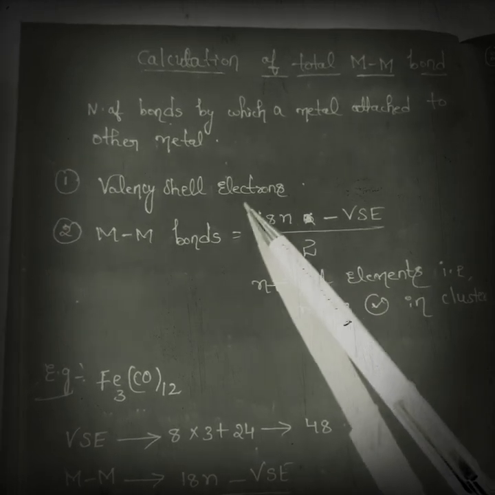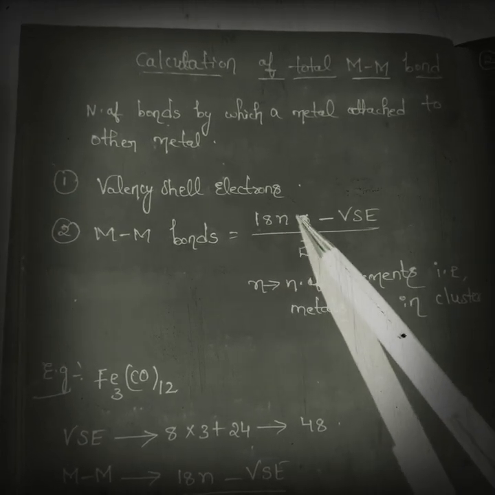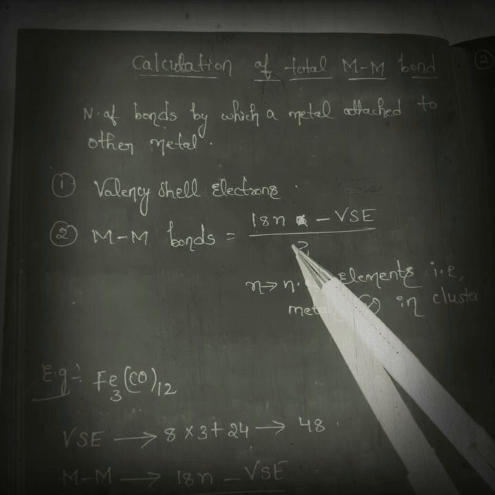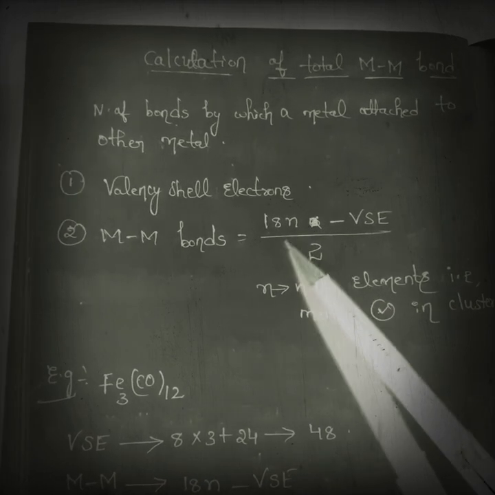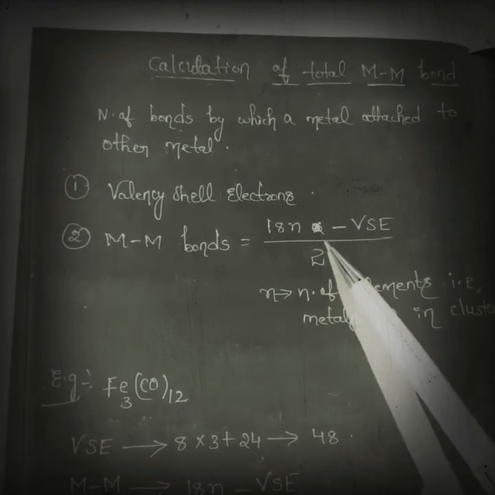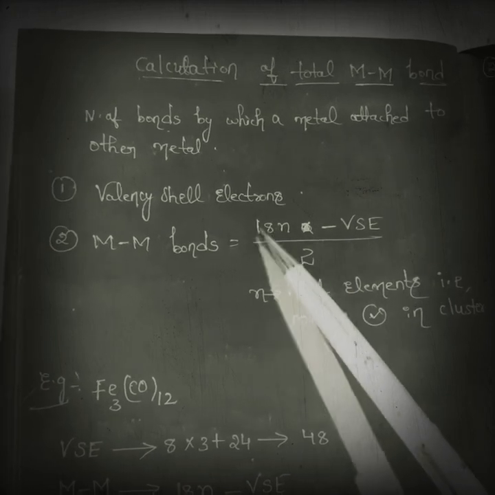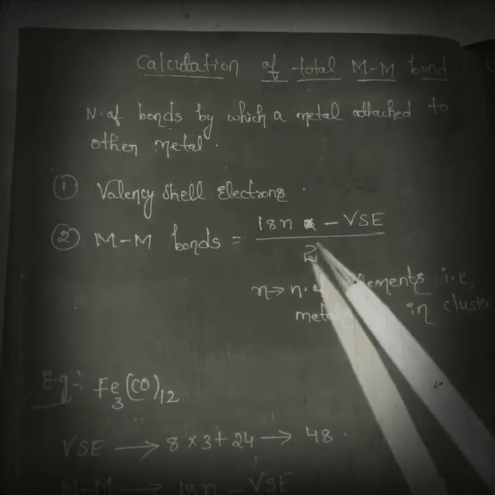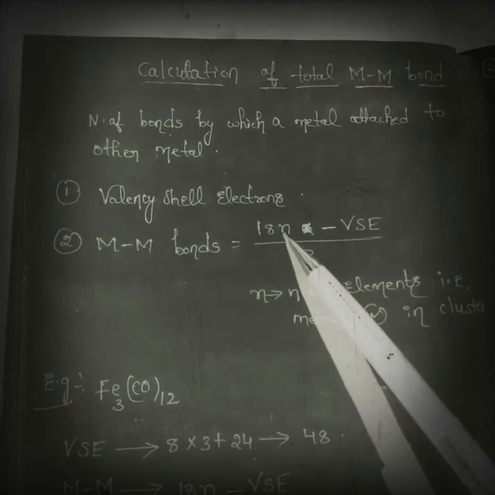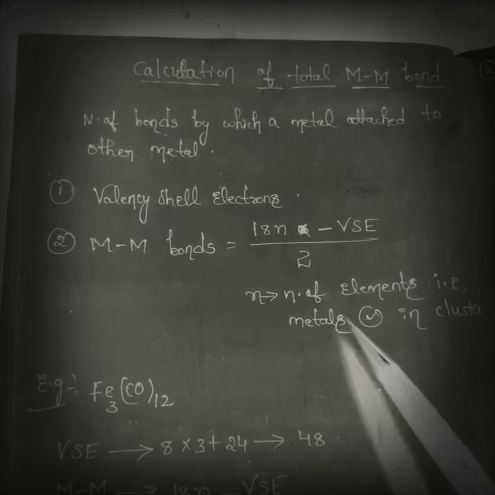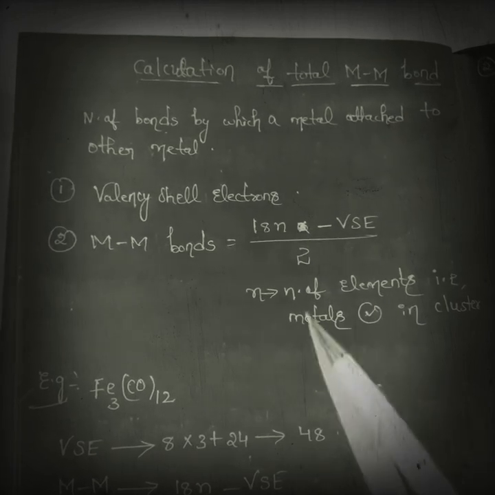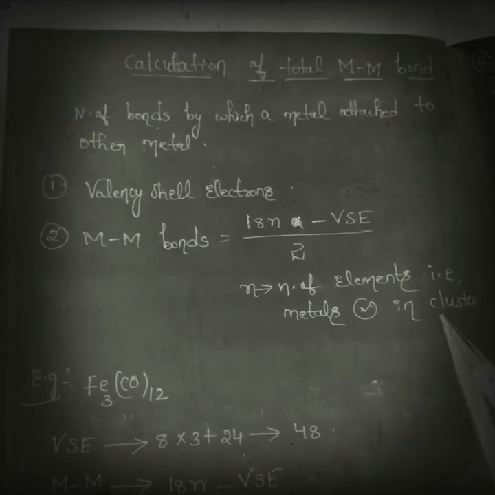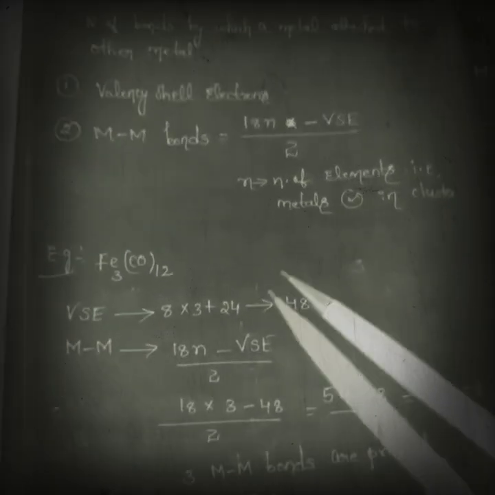Here we have used 18 because, as I already said, transition metals or transition elements should follow the 18 electron rule for their stability. So here it is (18n minus valence shell electrons) by 2. Here n means the number of metals present in the given cluster. Let us solve some examples, friends.